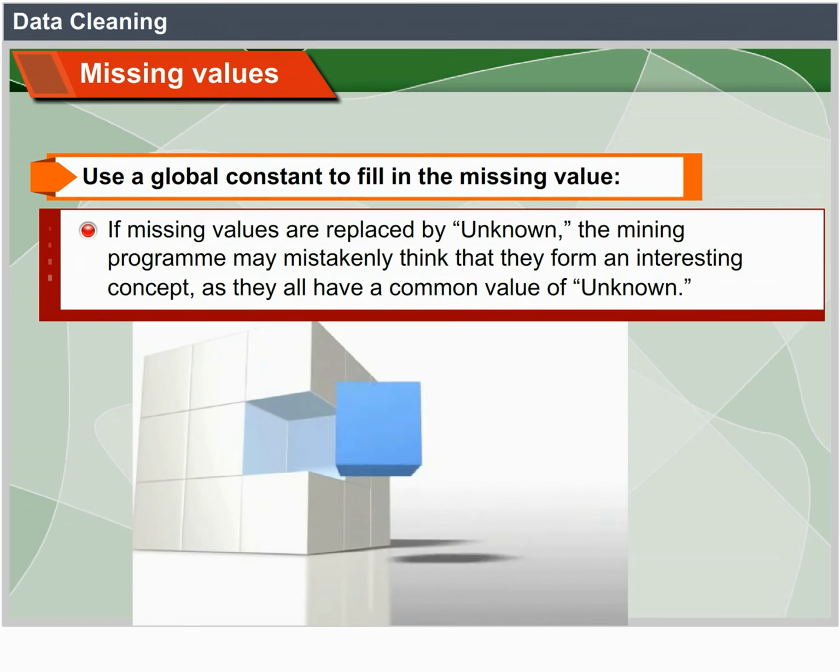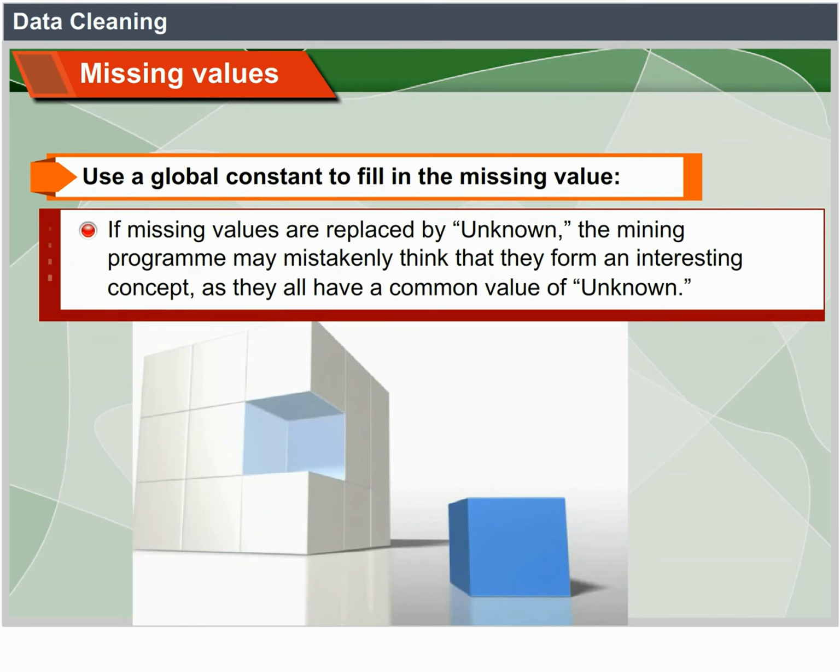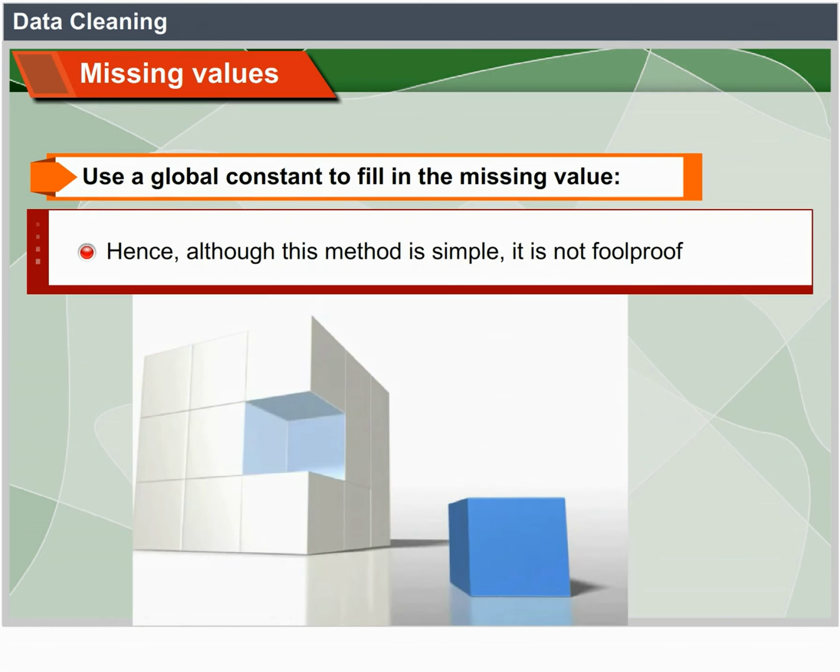If missing values are replaced by, say, "unknown," then the mining program may mistakenly think that they form an interesting concept, since they all have a value in common, that of "unknown." Hence, although this method is simple, it is not foolproof.